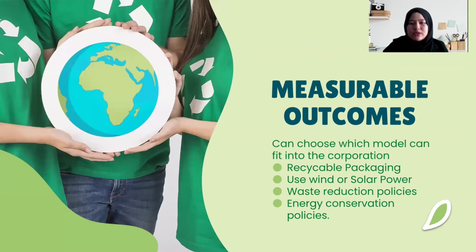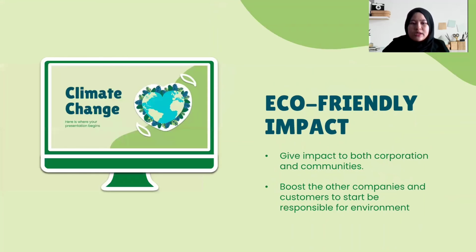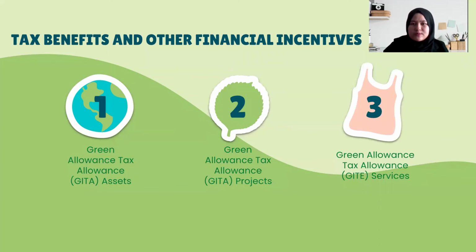Organizations could choose measurable outcomes that fit their corporation, such as using recyclable packaging, using wind or solar power, waste reduction policies, and energy conservation policies. It can have an impact on both corporations and communities, and encourage other companies and customers to start being responsible for the environment. The corporation will receive tax benefits from the government, such as green tax allowance on assets, projects, and services.